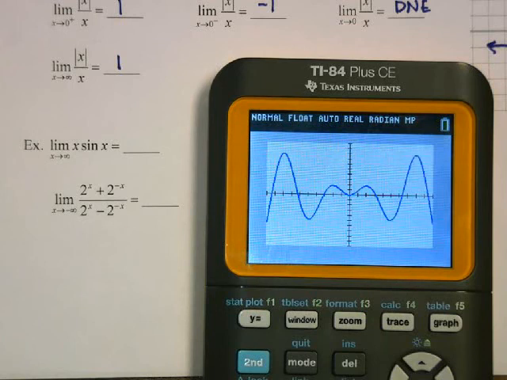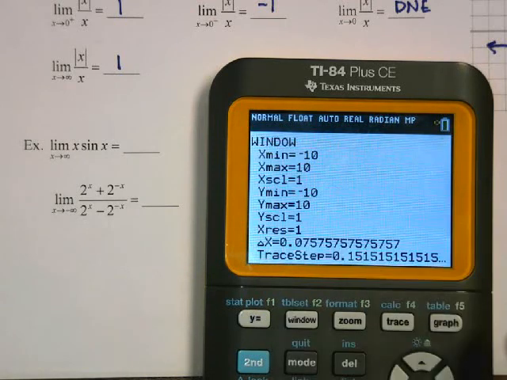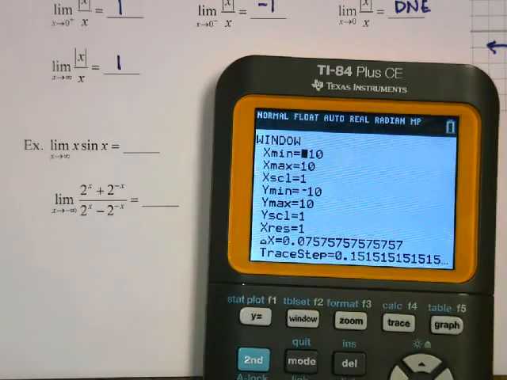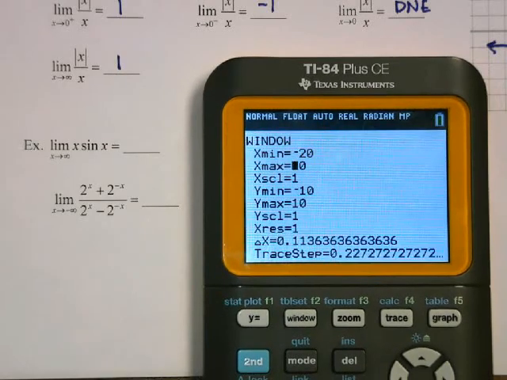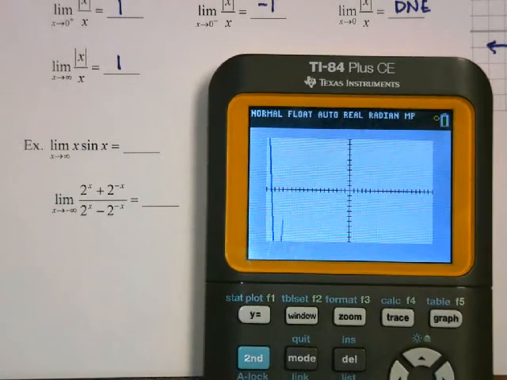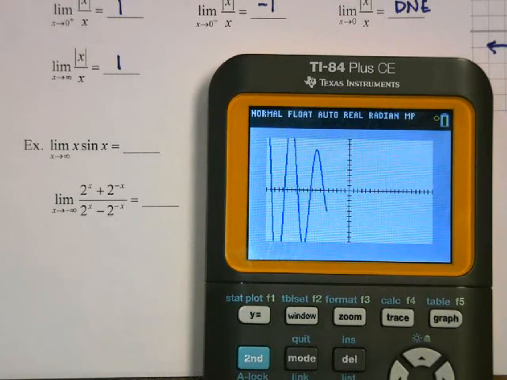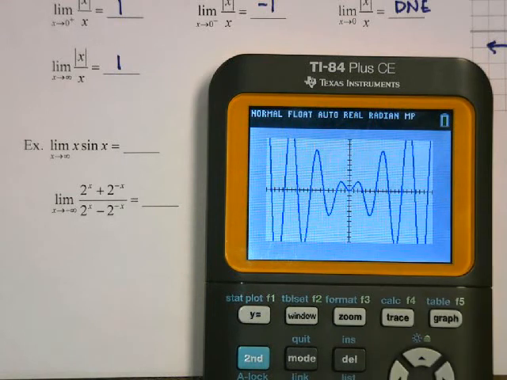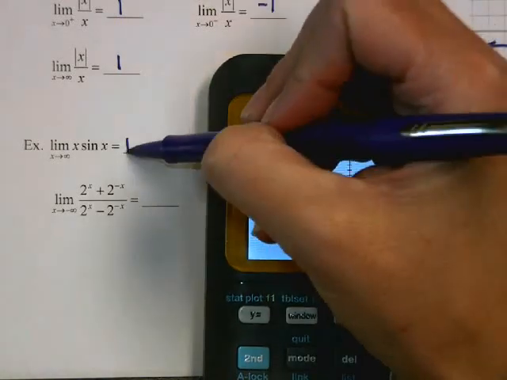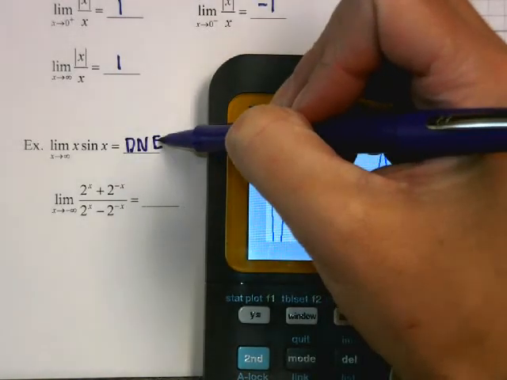Okay, well, what's happening? I don't know, let's maybe increase our values. So rather than going from, for the x values, let's go from negative 20 to 20. So we're examining the limit as we go to infinity. Well, this thing is just going to keep oscillating back and forth and back and forth. So this limit does not exist.